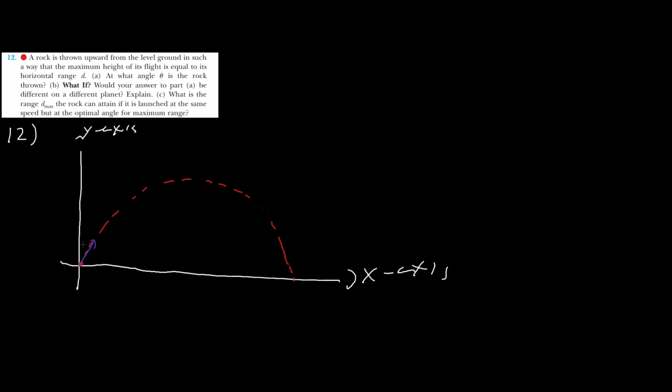In fact, I don't know which variables are which, but let's see. At what angle is the rock thrown? So they already defined this to be the angle theta, such that its horizontal range... but they do give a scenario that its maximum height, whatever this maximum height is, we'll call that h, is equal to the horizontal range. So that its maximum height of its flight is equal to its horizontal range. That's basically what they're asking for.